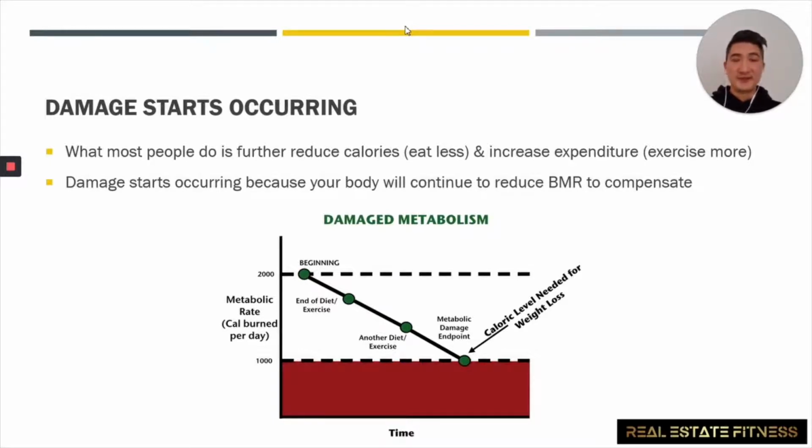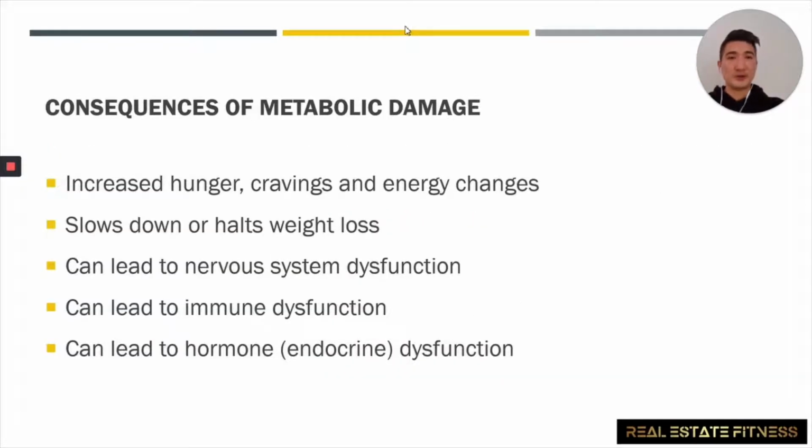So guys, this is the first mistake that a lot of people make: they keep reducing the calories. They just keep eating the salads and nothing else, and they keep increasing their exercise because they think this mathematical equation is simple. It is, but they don't understand that they're causing damage to the metabolism while they're doing that. So this is very important for you to understand.